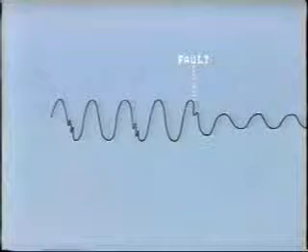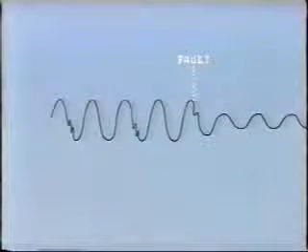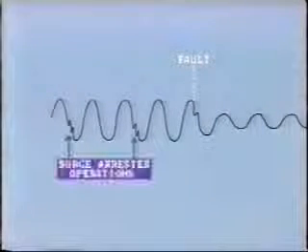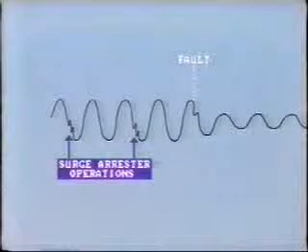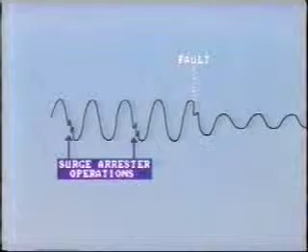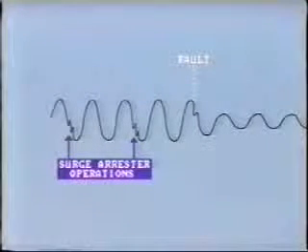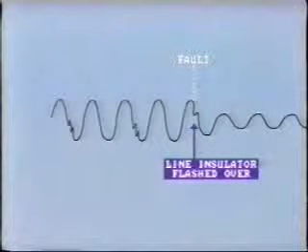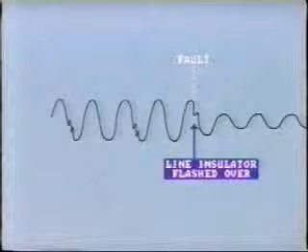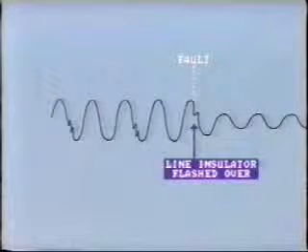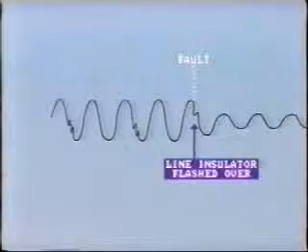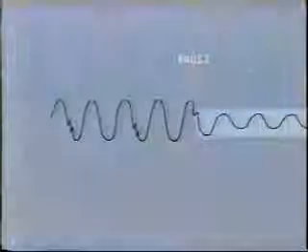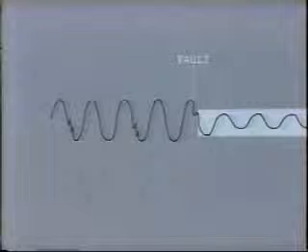This trace shows B phase to neutral voltage on a transmission line during a lightning storm. Look carefully at these points. Here, we see the high-frequency effects of arresters operating and conducting surge current to ground. Subsequently, at this point, the high voltage associated with the lightning surge flashed over the line insulators, creating a temporary phase-to-ground fault. You can see the dramatic decrease in voltage due to the fault.